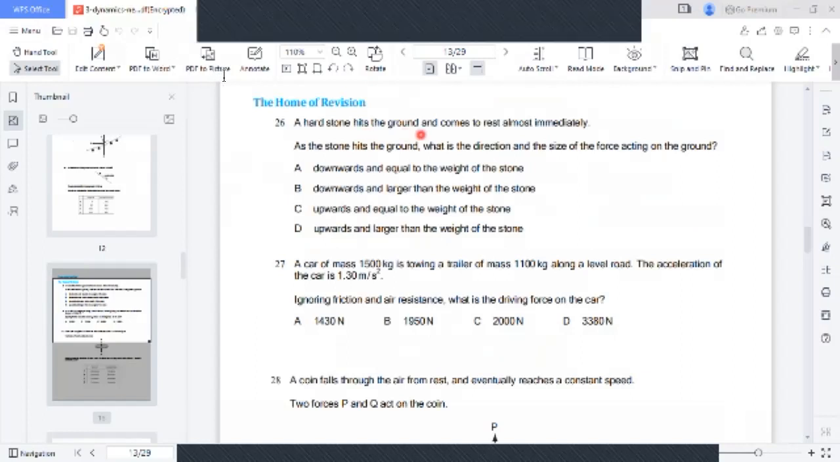A hard stone hits the ground and comes to rest almost immediately. As the stone hits the ground, what is the direction and size of force acting on the ground? Okay, let's assume that it's a ground surface.